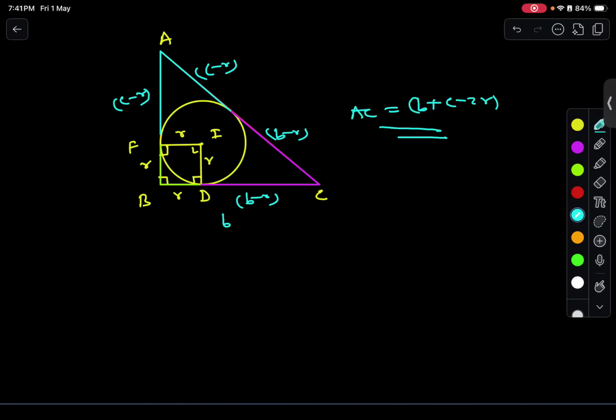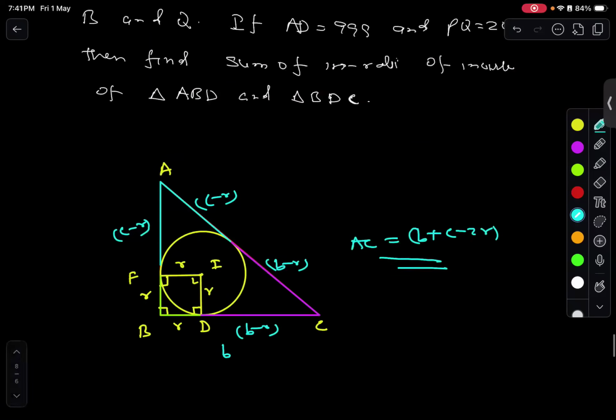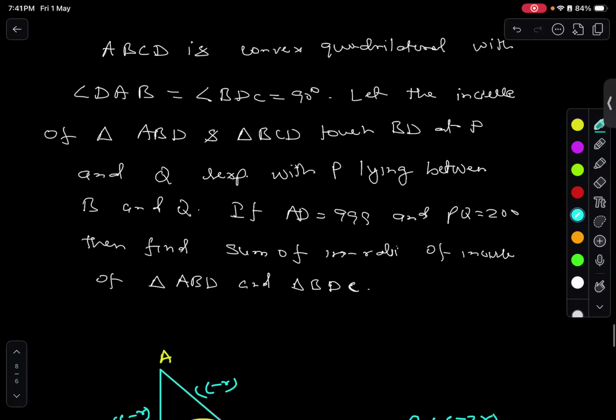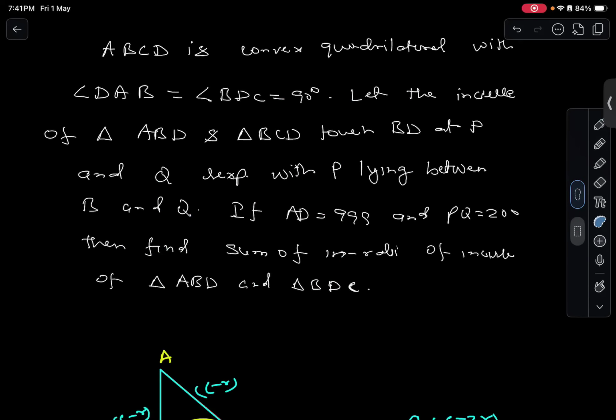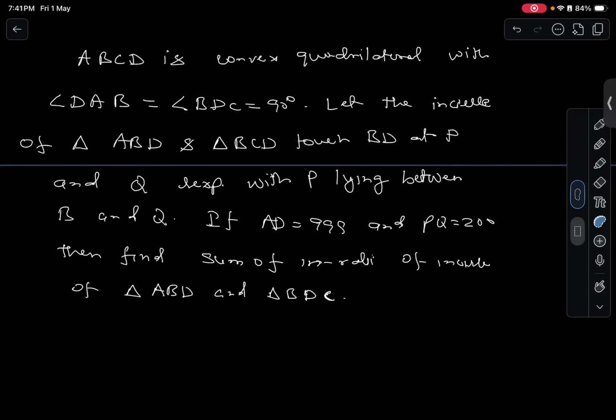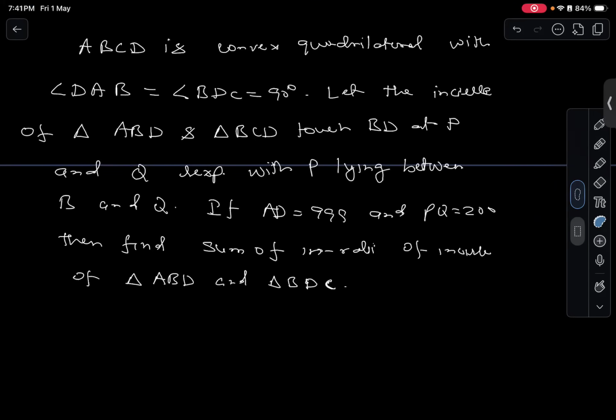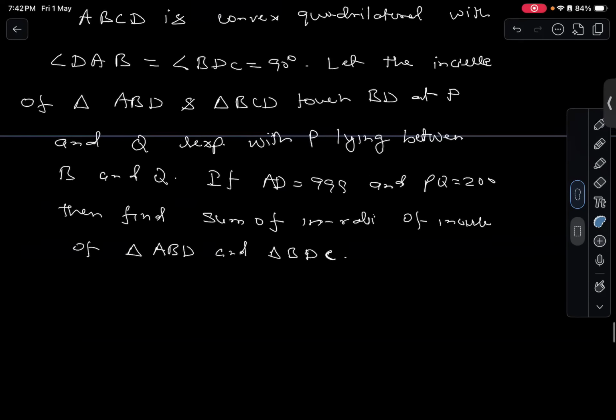Now, in the question, how can we use this? Is there any hint on this? This is a question of IOQM only, so obviously we have to work accordingly. ABCD is a convex quadrilateral.